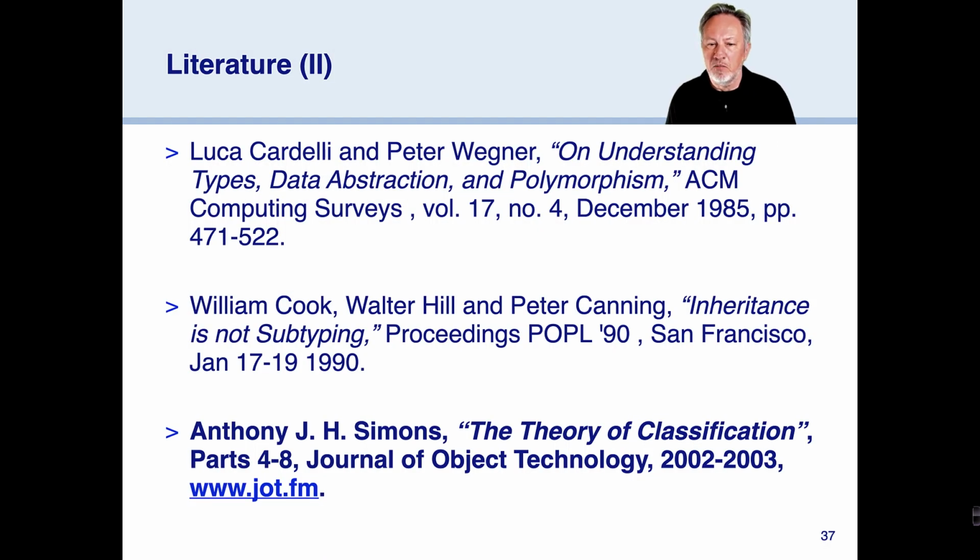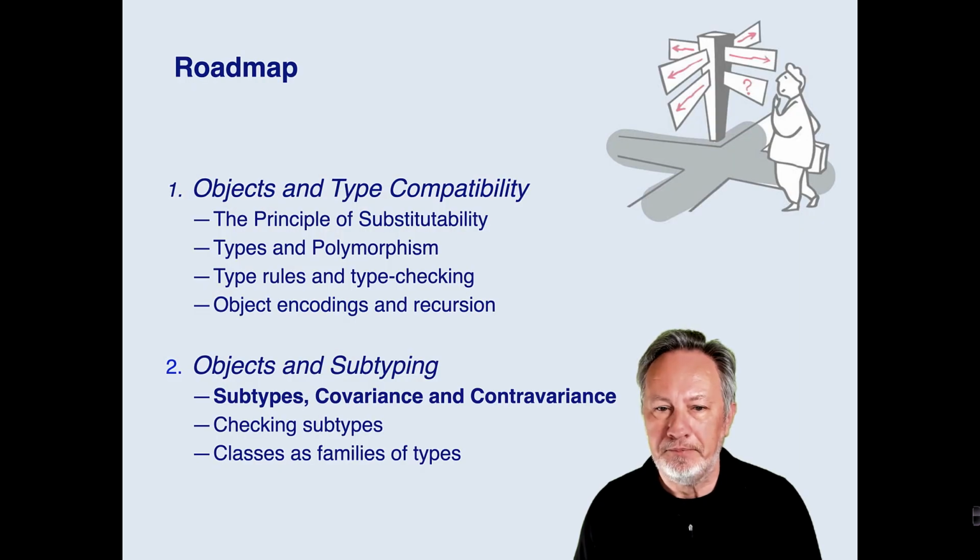Once again, I'm referring to the tutorial survey by Tony Simons on theory of classification, parts 4 to 8, and a couple of other papers, again the paper by Cardelli and Wegner on understanding polymorphism, and a very nice paper by Cook and colleagues, inheritance is not subtyping.